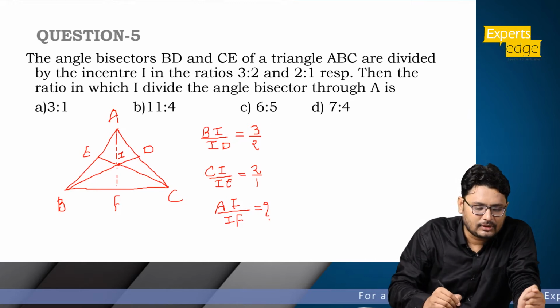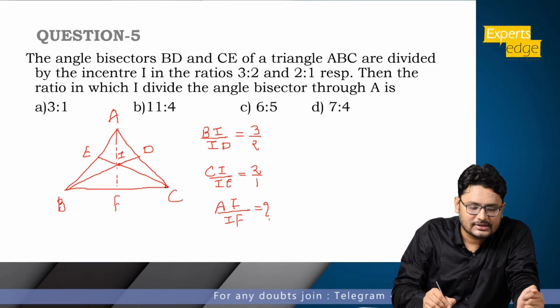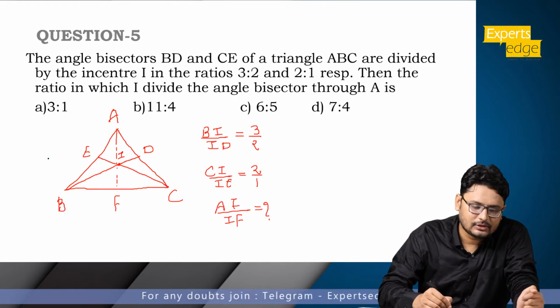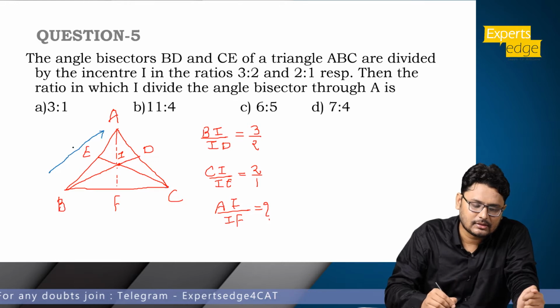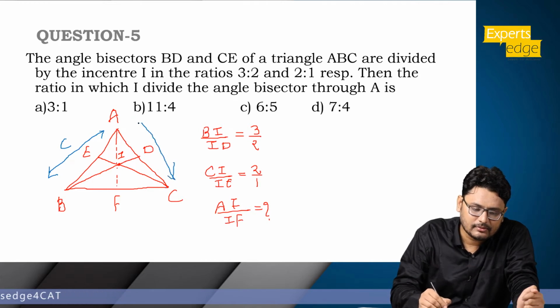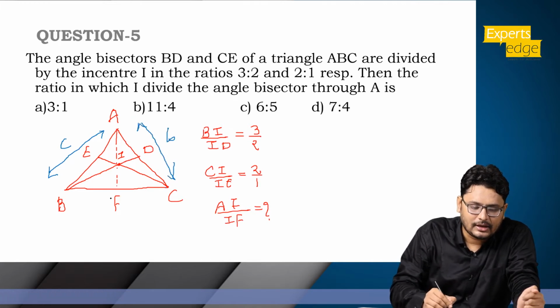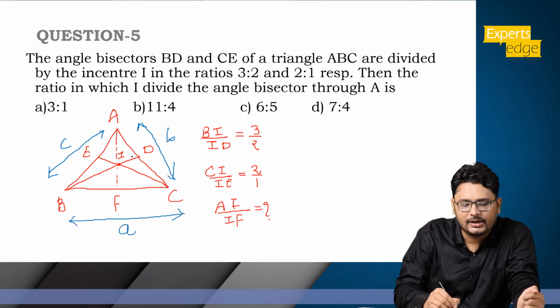ठीक है? So let us solve this. Suppose मैं C के opposite वाला ये जो side length of the side है, if I take this as C, ठीक है? Opposite to B, I'll take this side as B, ठीक है? Just a nomenclature it is. And opposite to A is A. Now tell me what will be BI by ID?